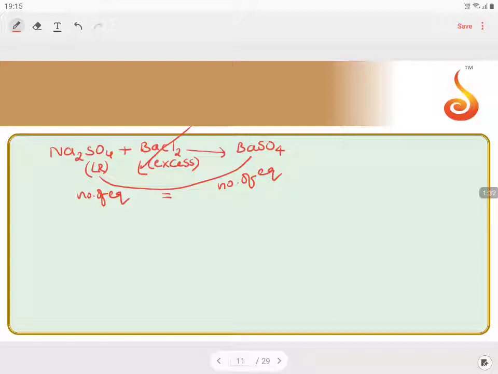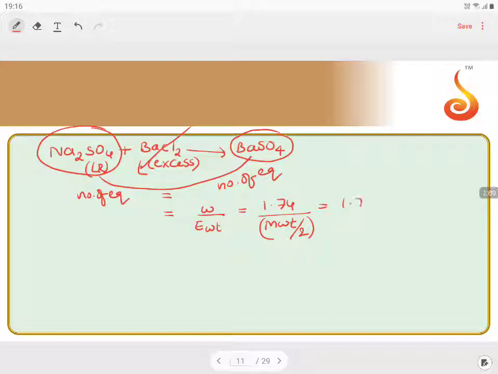So according to the law of chemical equivalence, the equivalence of the product will always be equal to the equivalence of the limiting reagent. Following this, the number of equivalents is equal to weight by equivalent weight. For barium sulfate, the weight is given as 1.74, and the equivalent weight is molecular weight by 2, since the n-factor is 2. So it is 1.74 into 2 by the molecular weight of barium sulfate, which is 233, which is equal to 3.48 by 233.